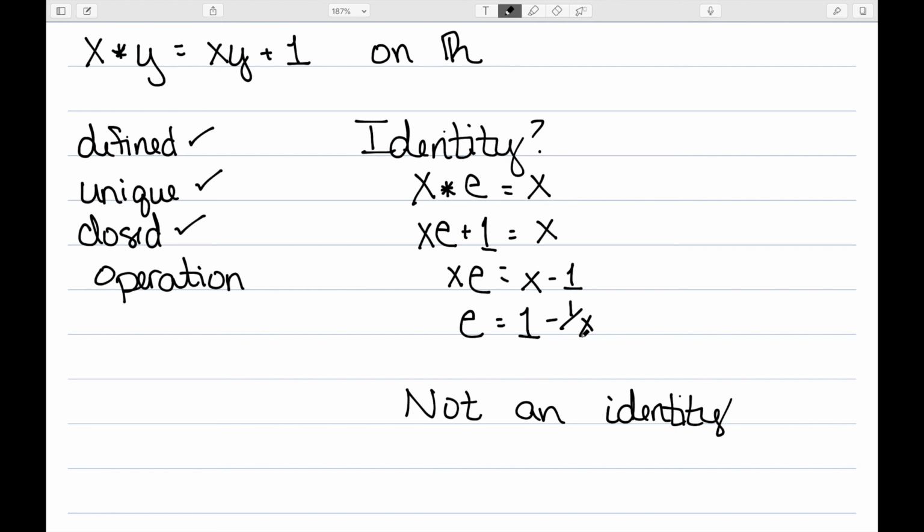And so this gives us an issue. Identity should be a set number that should not depend on x. And since we don't have an identity, we cannot define inverses.